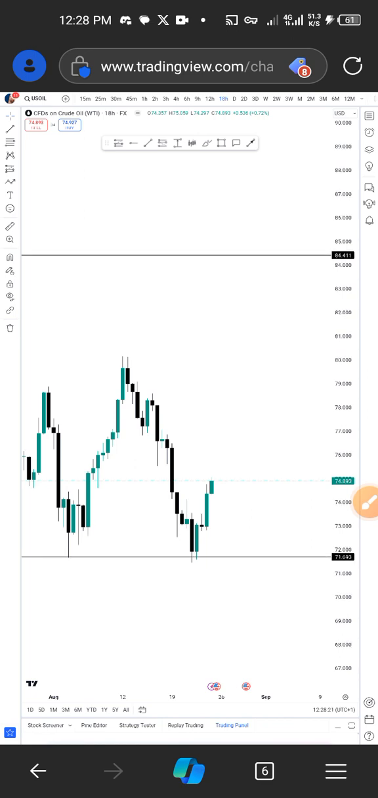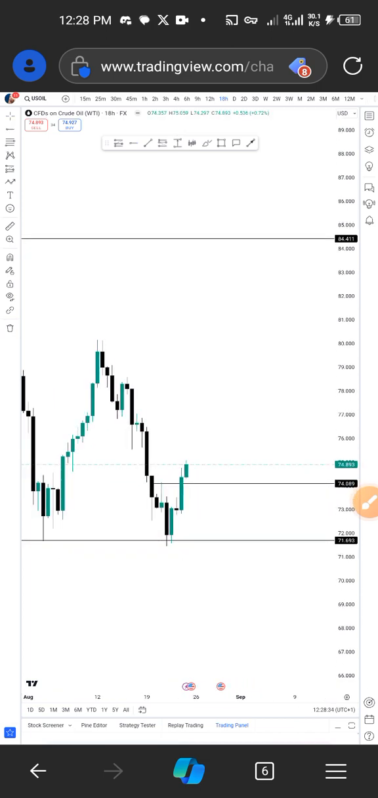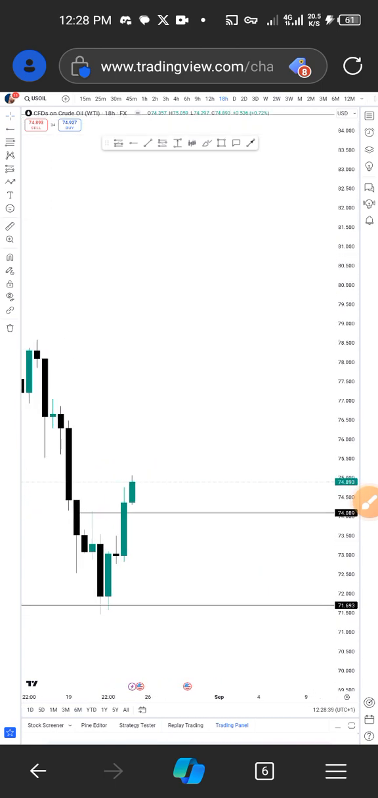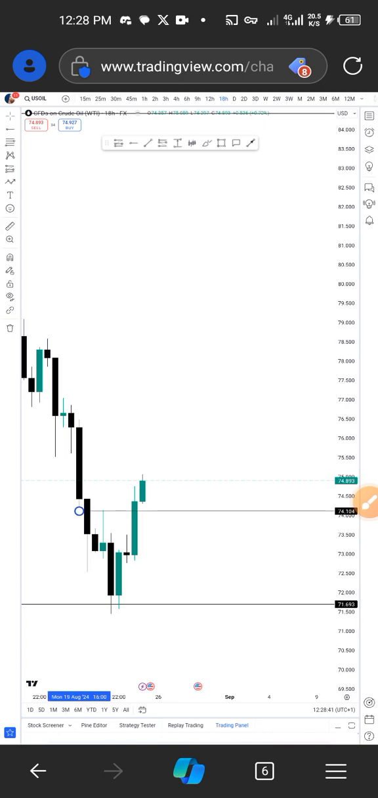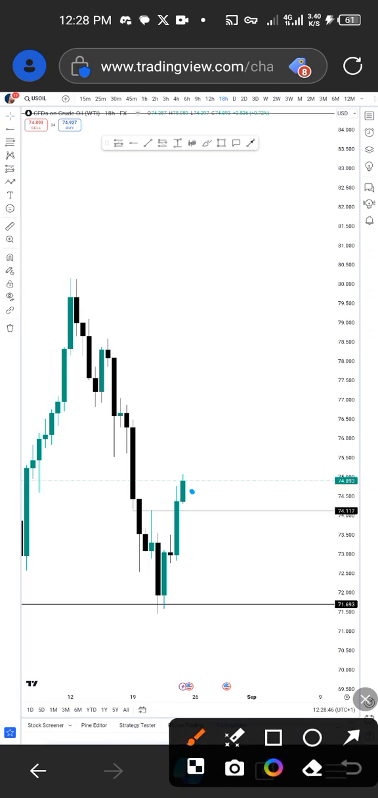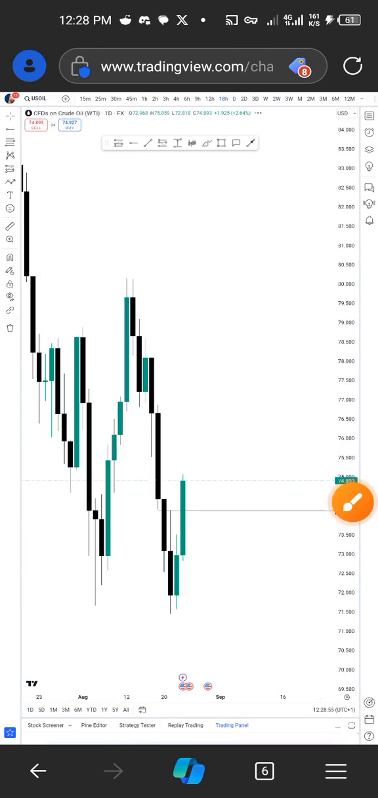So let's go to the 18-hour time frame. So by next week, I'm expecting somewhere here as retracement. So I'm expecting price to retrace to this level and push back up. I'll go back to the daily time frame. You can see it's not correlating.